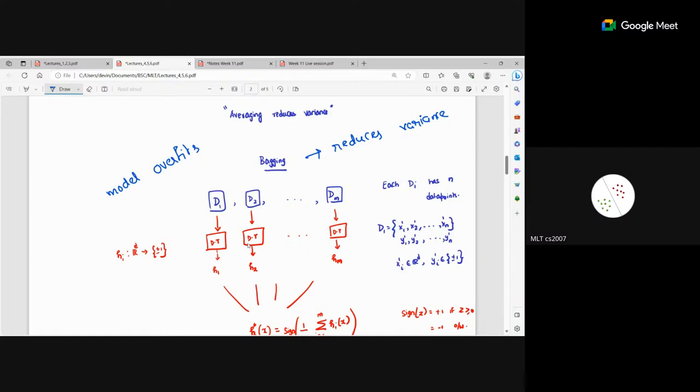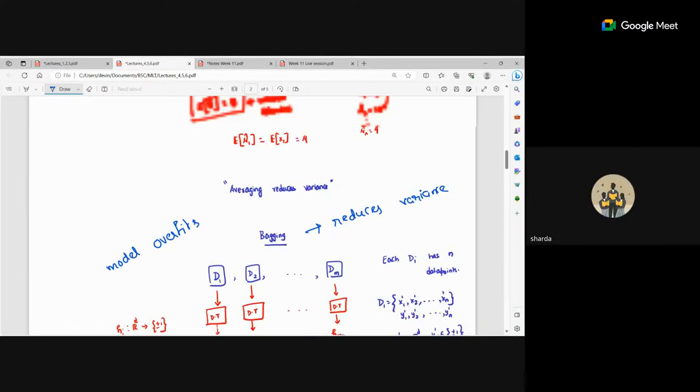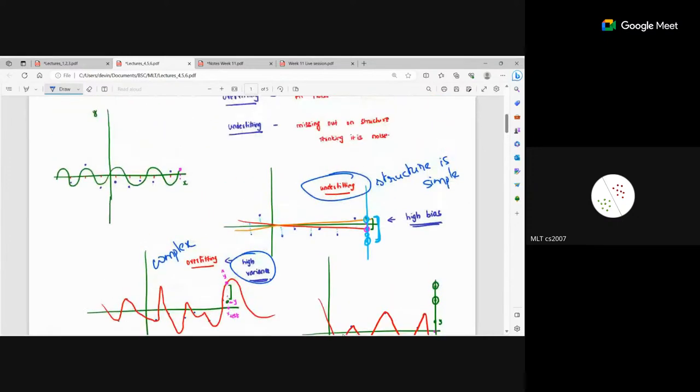Sir, can you clarify the meaning of bias here? So here, what bias means is, for example, consider the actual model, let's say your f of x is something like x square plus bx plus c. But the model you assumed is something like f of x equals ax plus c.